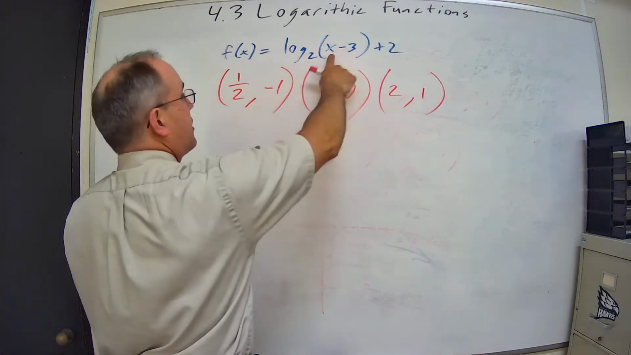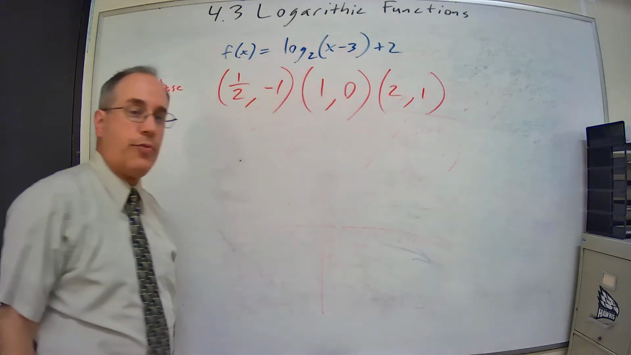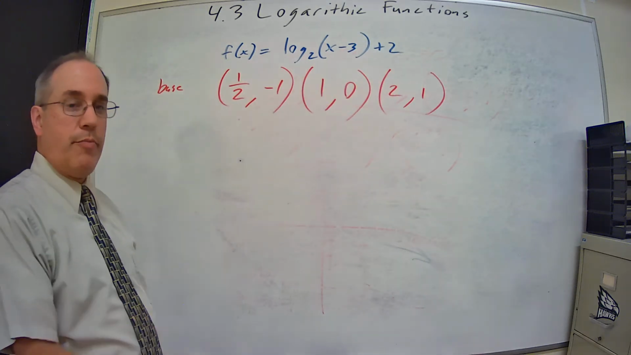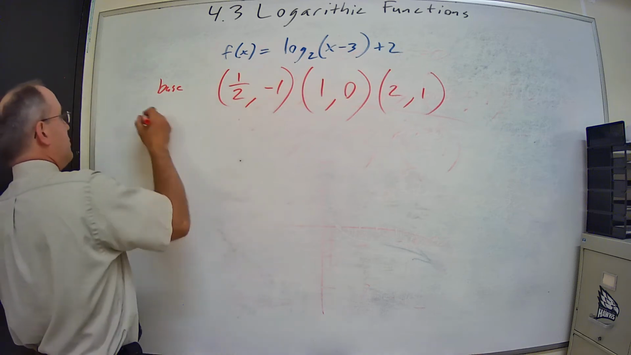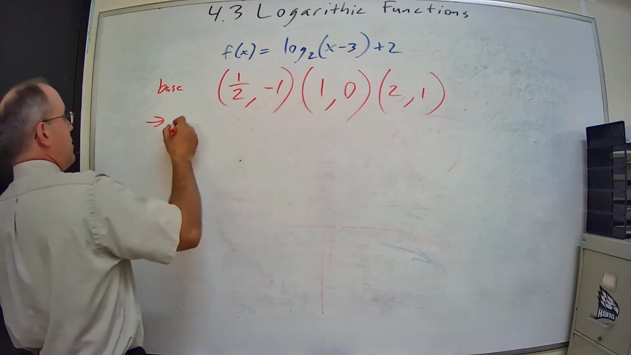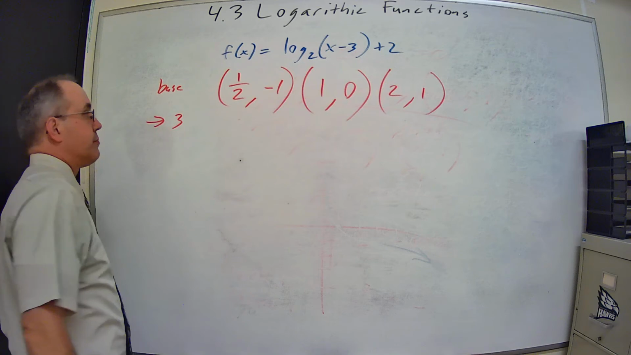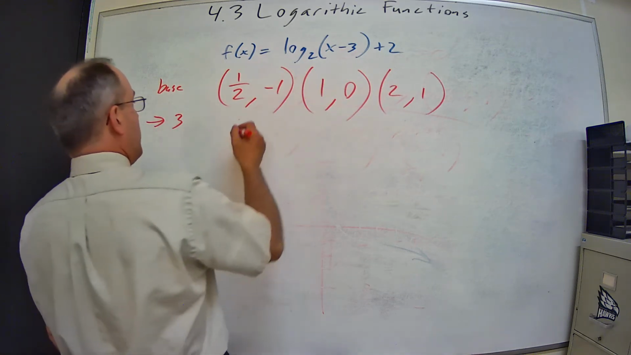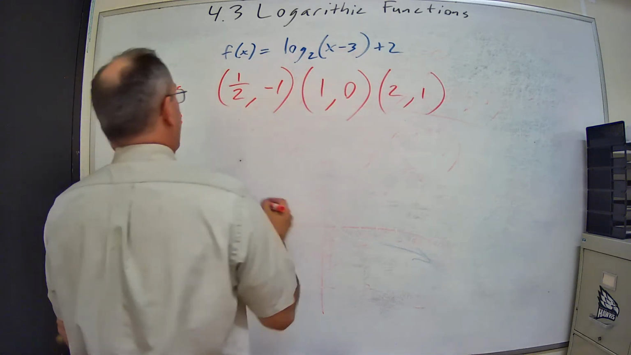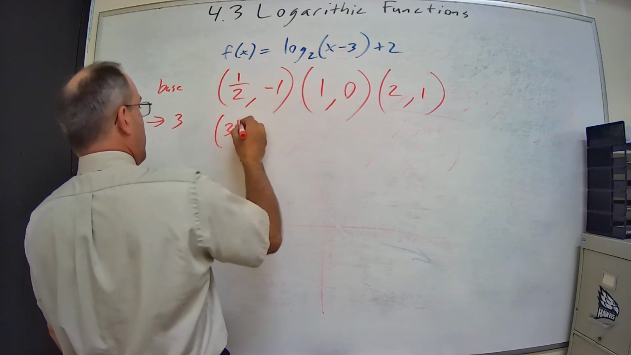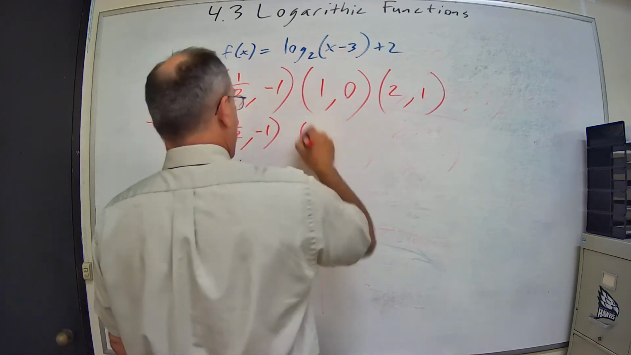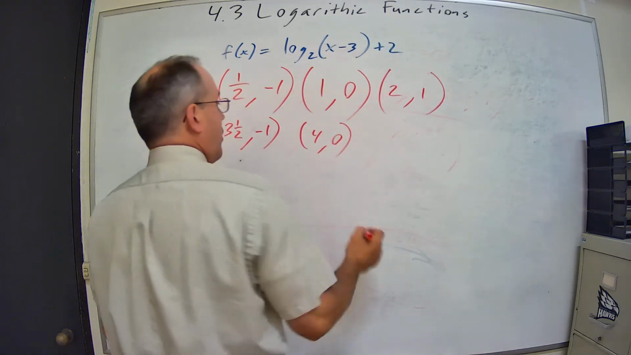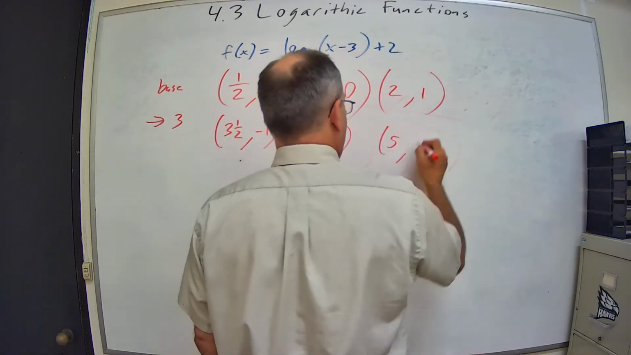Next thing that happens is x minus 3, that's a shift to the right by 3. So our x values are going to move over 3 to the right, so that gives us 3.5, negative 1; 4, 0; and 5, 1.